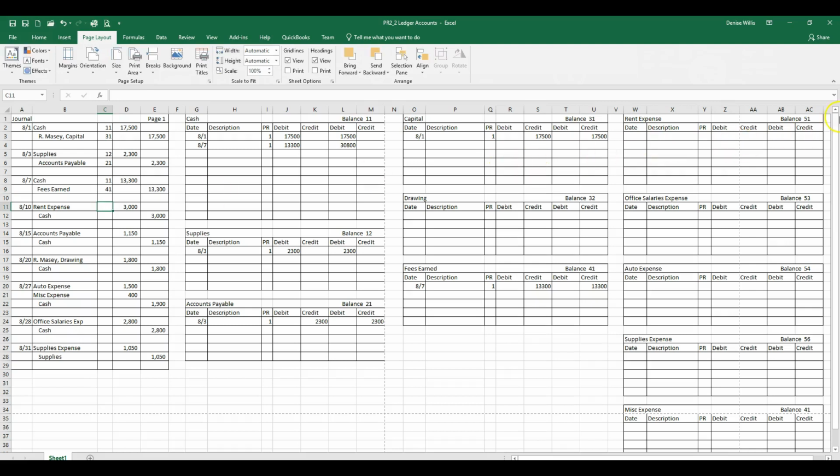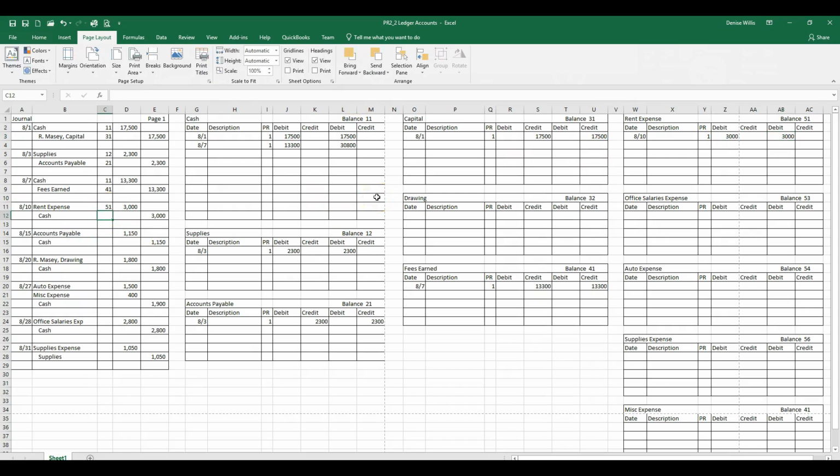Rent expense. Okay, that's 51 right here. So let's put our date on 8/10 from page 1. Rent expense has a debit of $3,000, which gives me a debit balance of $3,000. I take the account number 51 and move it over here.